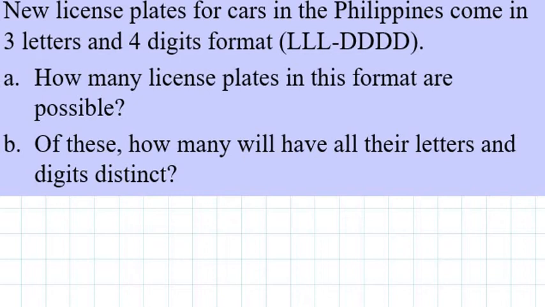So, let's have a specific application of the fundamental principle of counting. New license plates for cars in the Philippines come in 3 letters and 4 digits format. So we have the 3 letters first, dash, then the 4 digits. Now, we are asked how many license plates in this format are possible, and of these, how many will have all their letters and digits distinct. So, pause the video and try to think of how we can answer this one.